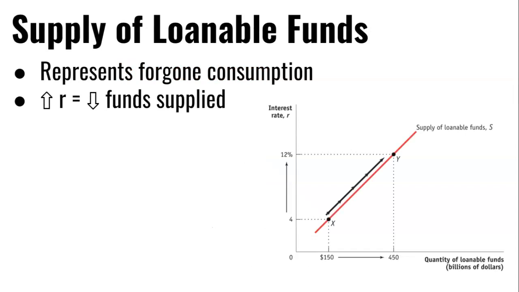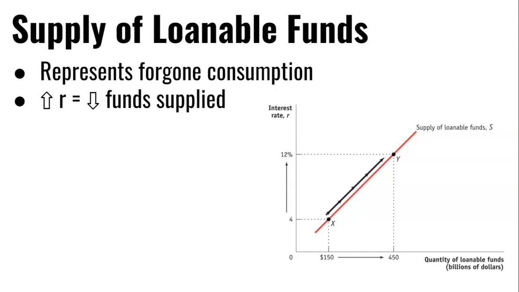The supply of loanable funds is upward sloping. It represents foregone consumption. You have to decide, are you going to put your money into the bank, in which case they can lend it to other people, or are you going to use it for yourself? And how much money people are willing to pay you in interest for access to your cash influences how much you're willing to leave in the bank and how much you want to put towards your own purposes.